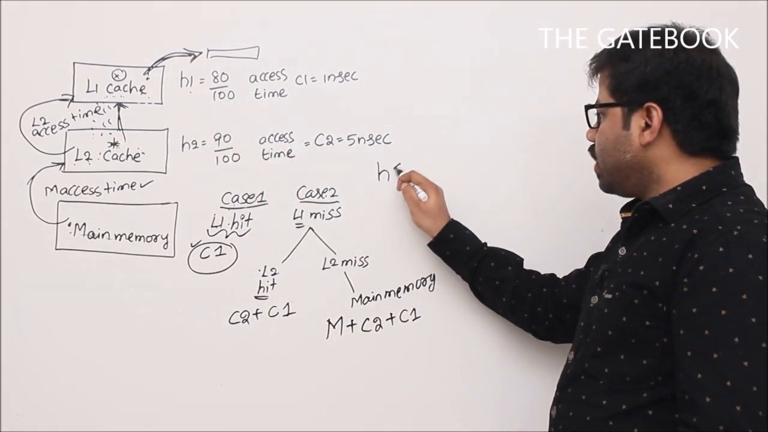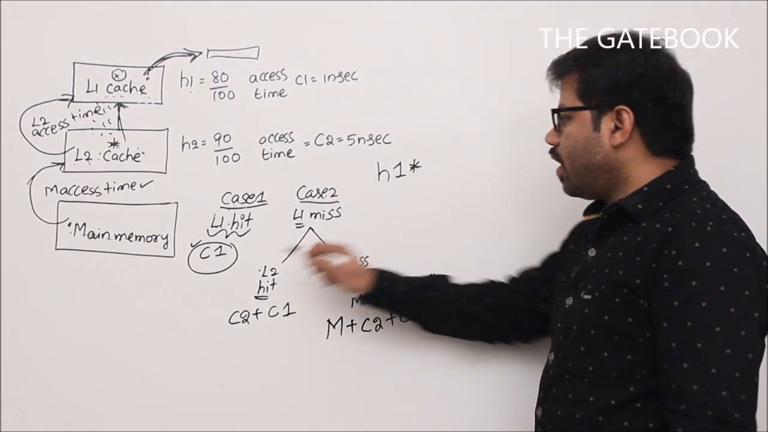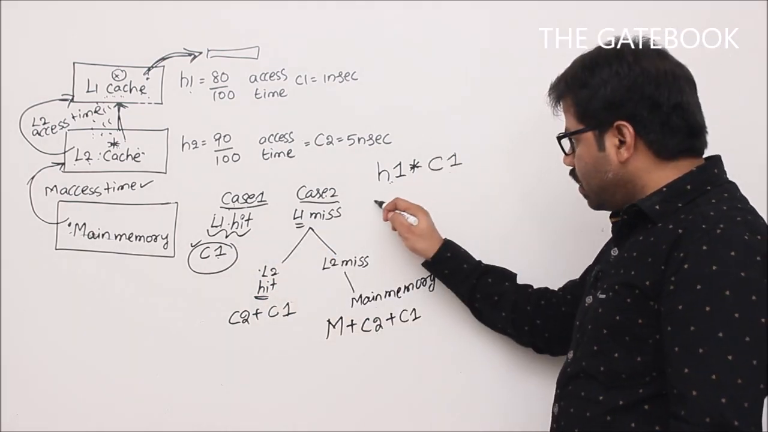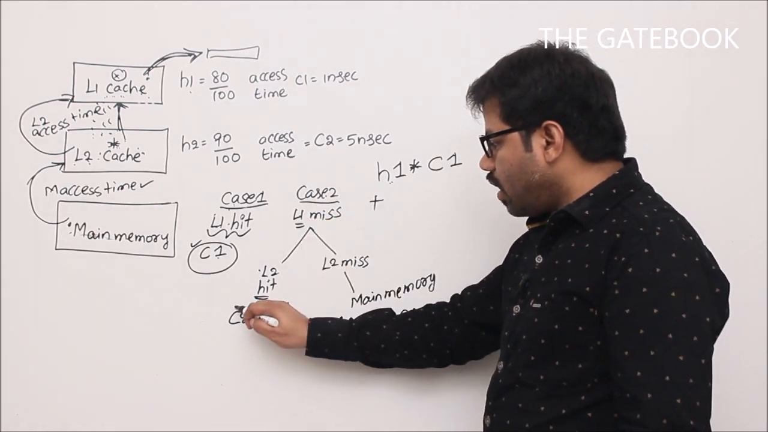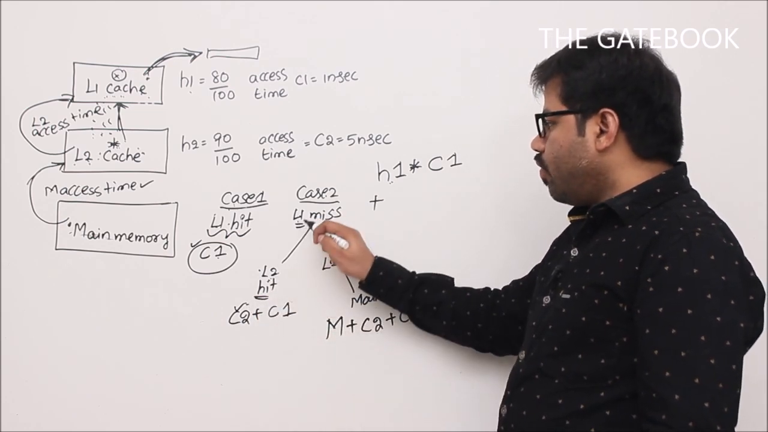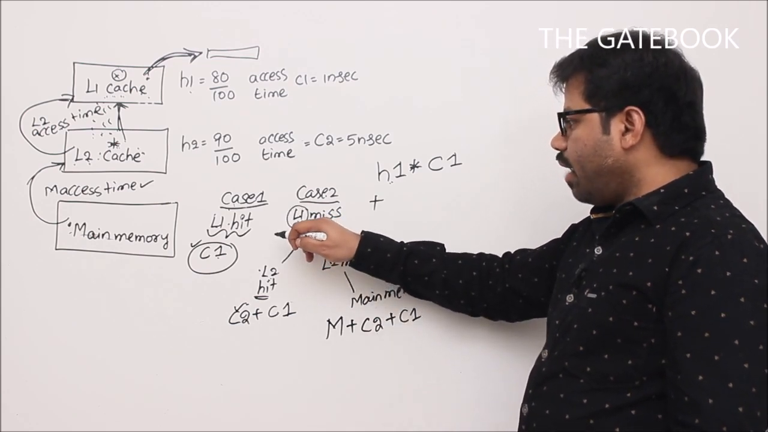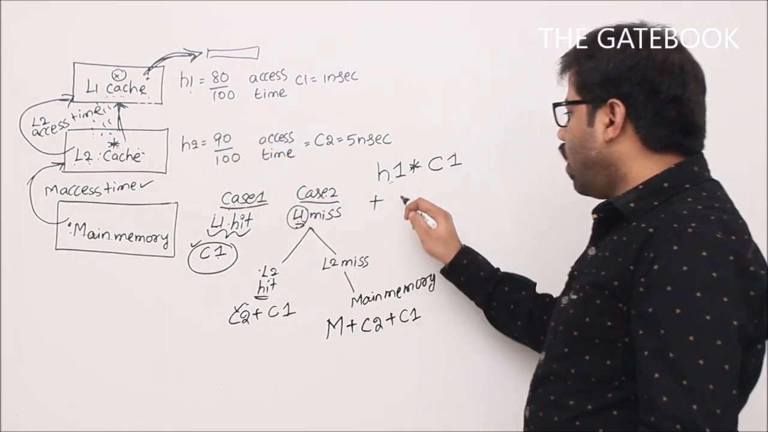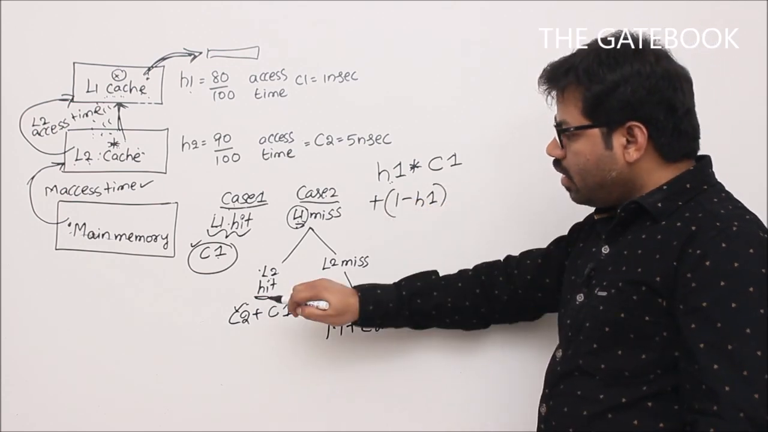That means with H1 probability, that is H1 times, we will come to C1. The penalty of C1 you get only H1 times. That's H1 into C1, plus. Now, coming here means what is the possibility of L1 miss and L2 hit? What is the percentage of time L1 misses? That is the L1 miss ratio. What is the L1 cache miss ratio? 1 minus H1, right? So 1 minus H1 times, L2 is accessed.